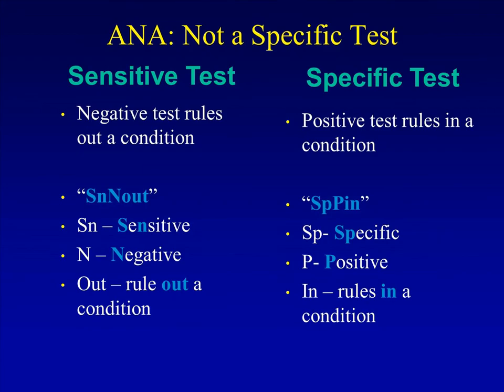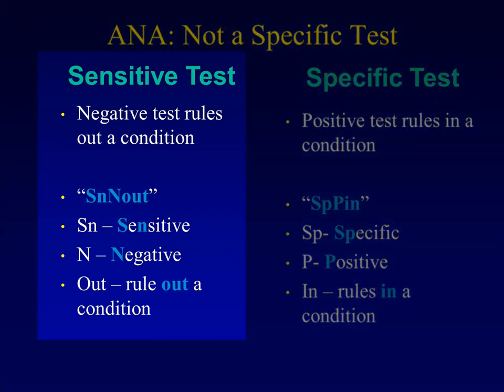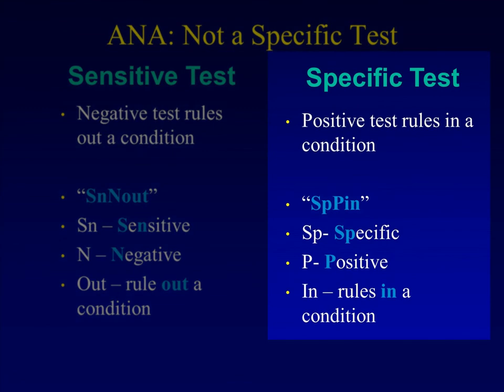The diagram in the previous slide also explains why an anti-nuclear antibody is not a specific test. Now, if you look at the left panel here, a test, if it is sensitive and negative, rules out a condition, and this is SNOUT as an acronym. So a sensitive test, that's SN, if negative, rules out a condition. A specific test, if it's positive, rules in a condition, and that's SPIN using this acronym. So a specific test, SP, if positive, rules in a condition.